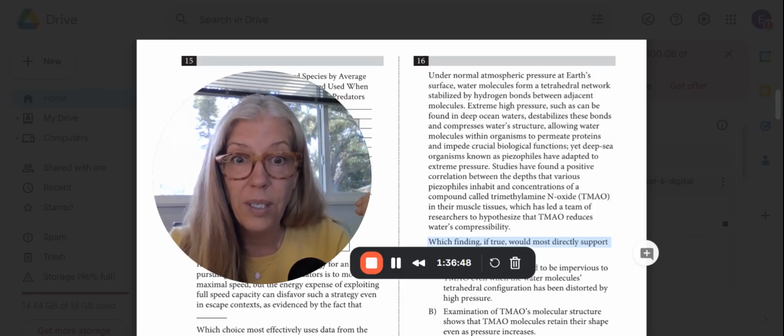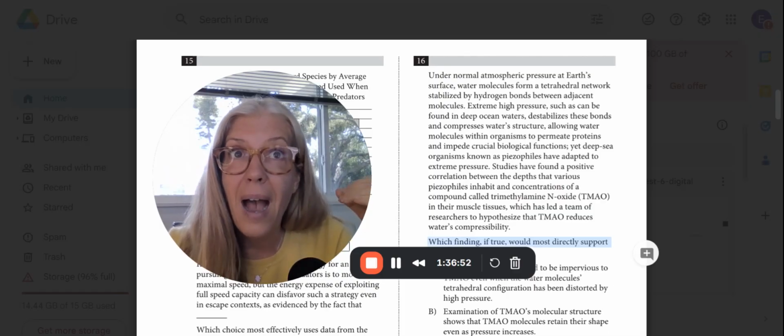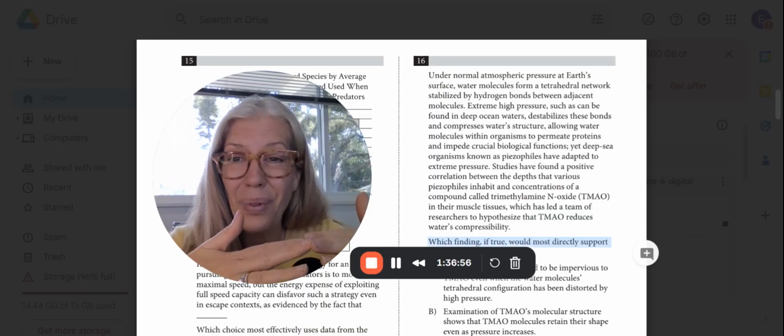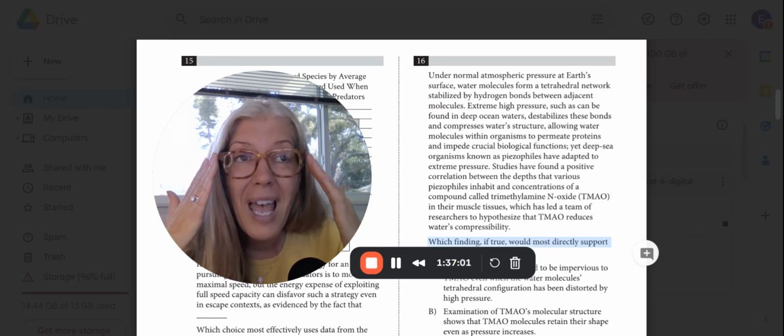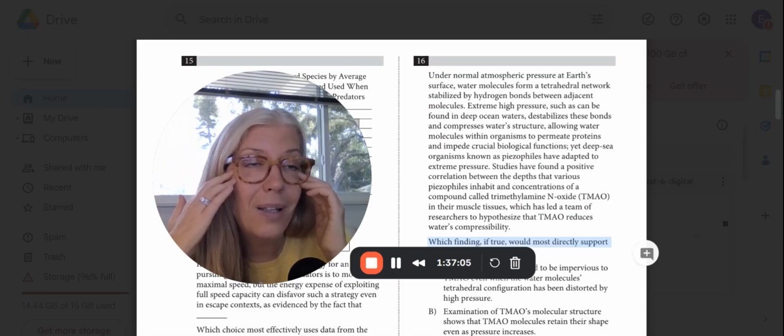And then, of course, the question is asking us to support the hypothesis. So I have to find the hypothesis. And then for the science ones, I'm going to kind of blend the 2 of them and come up with my answer before I get down to the answers. The science ones are always very wordy and take a little bit of time.